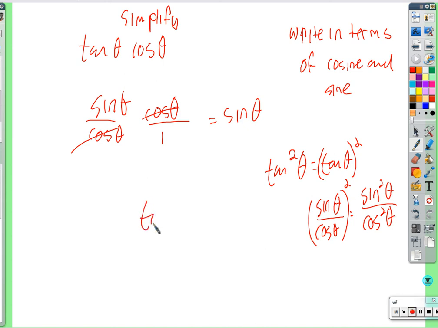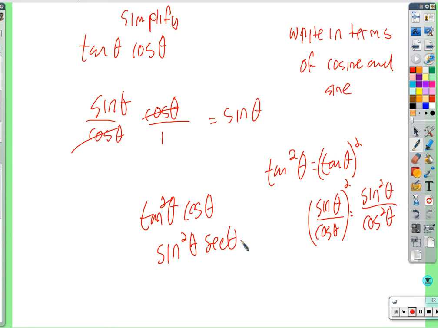So if I had tangent squared times cosine of theta, you could rewrite this as sine squared over cosine squared times cosine, and we wind up getting sine squared secant. Try that one yourself. All you need to do is write this as sine over cosine and cancel out one of the cosines for this one.